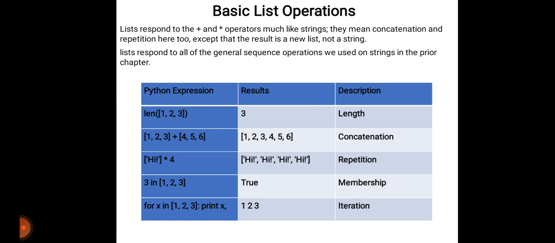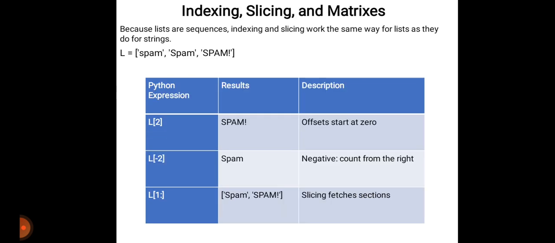Then 3 in [1, 2, 3] means what? It is true, 3 is available in this bracket. This is the membership. Then for x in [1, 2, 3]: print x means what? 1, 2, 3. This is the iteration. Then next one is what?